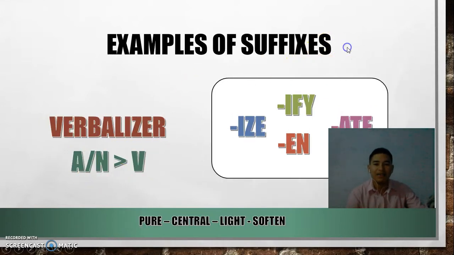Let's continue. Here we've got verbalizers. This can be an adjective or a noun, and on this occasion they're going to be turned into a verb. We've got the adjective pure. It can be turned into the verb purify. Central could be centralize, light, lighten, and soft, in this case, goes to soften.